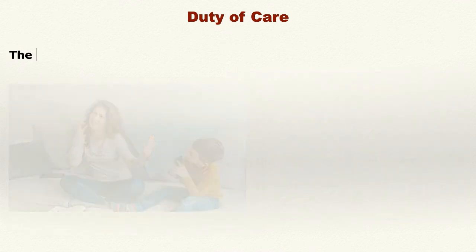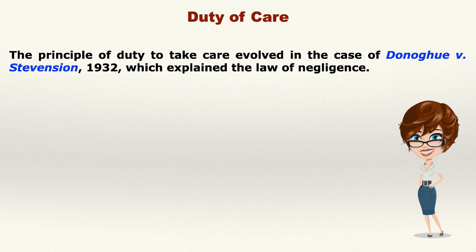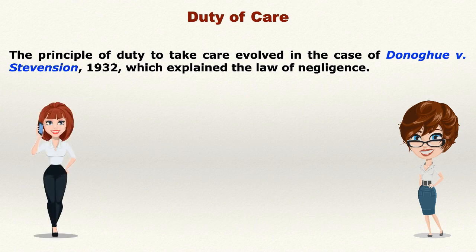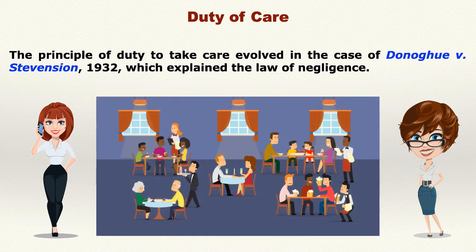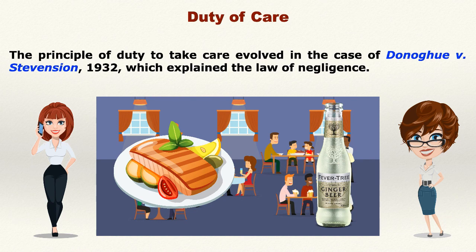So the principle of duty to take care evolved in the case of Donoghue versus Stevenson in 1932. This case explained the law of negligence. It's a very interesting case. What happened? An English lady who was invited by her friend went to a restaurant to meet with her. After going in the restaurant, she was offered some snacks and some soft drink. In the ginger beer, that is one of the drinks that she had been offered, she found a decomposed snail.